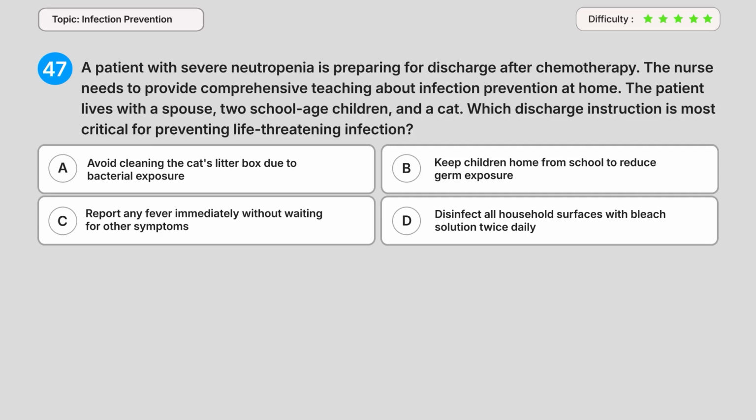A. Avoid cleaning the cat's litter box due to bacterial exposure. B. Keep children home from school to reduce germ exposure. C. Report any fever immediately without waiting for other symptoms. D. Disinfect all household surfaces with bleach solution twice daily. Do you know the answer?